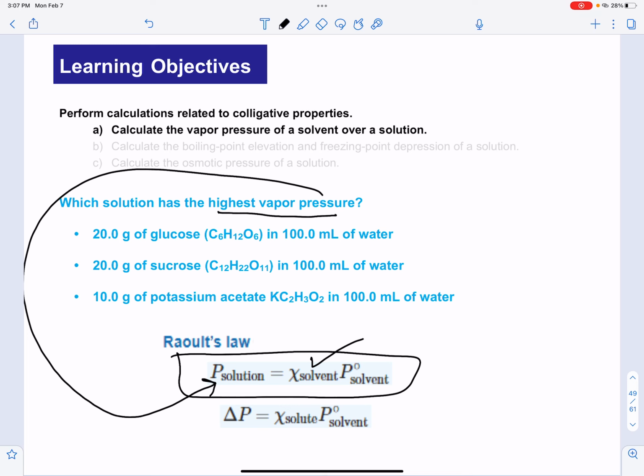So the solvent is water, so we care less about that. That's going to be the same for all three, so that's not going to help us compare. So what we're going to be focused on is this one here. The mole fraction is what's going to tell us which one is going to have the bigger pressure, because the pressure of the solvent is the same. This here is the same for all three, same solvent.